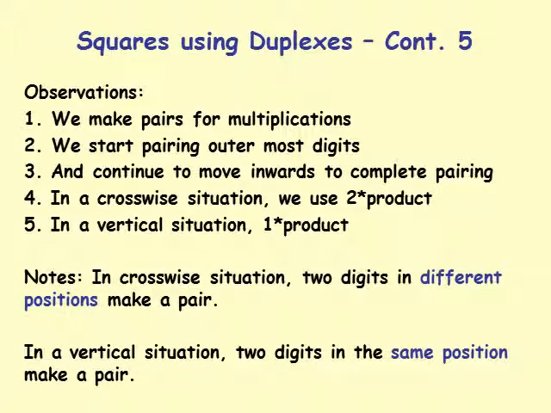Let's continue here. Note, in a crosswise situation, two digits in different positions make a pair, and that gives me twice the product. In a vertical situation, two digits in the same position make a pair, and that gives me one times the product.